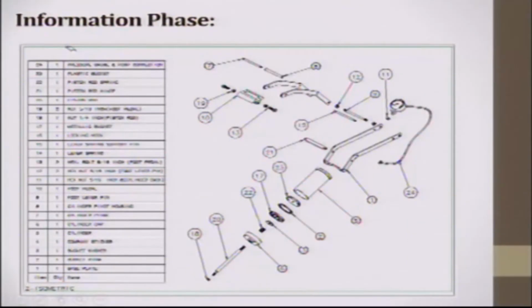This is the table that gives us the material details. This is called the bill of materials. If you see, we have various components. This is again the teardown process, or in design software we call it an exploded view of the assembly. So this product has 24 components.